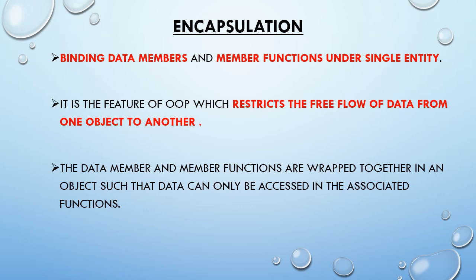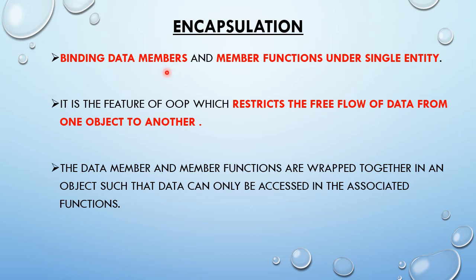Last is encapsulation. In encapsulation, we bind the data members and member functions under a single entity, and that is object. What happens in encapsulation? Data members and member functions are combined together under a single entity, and that is called object. Now what is the advantage of this? This is the main advantage of OOP over procedural programming.